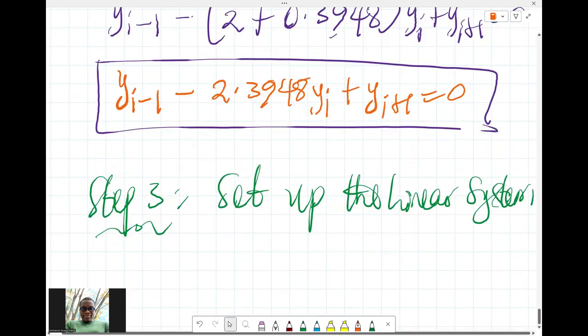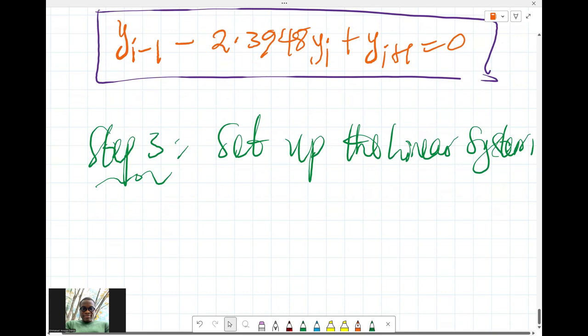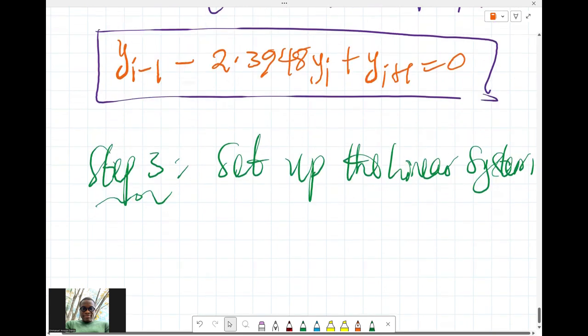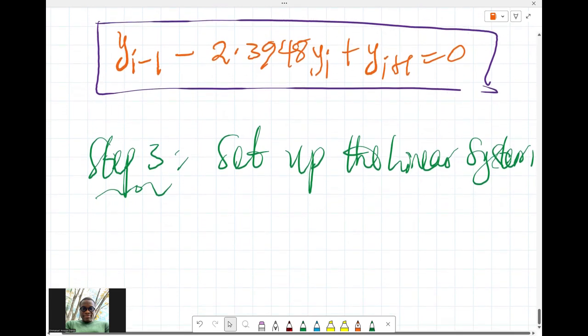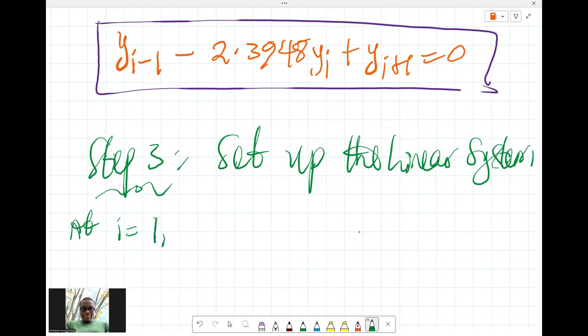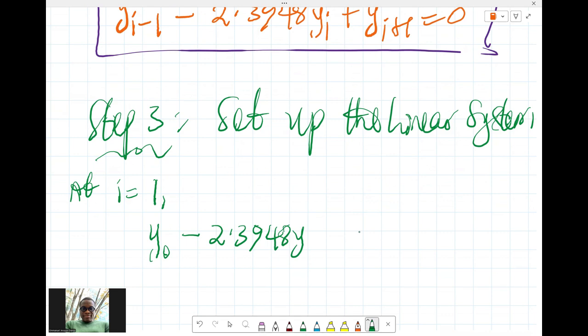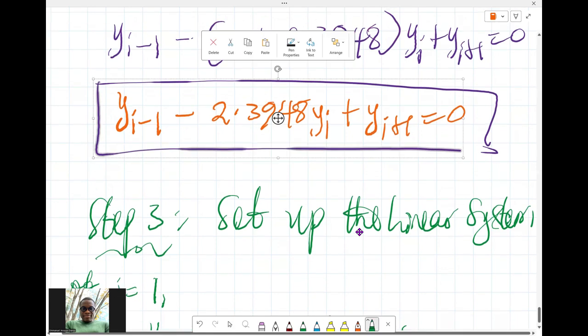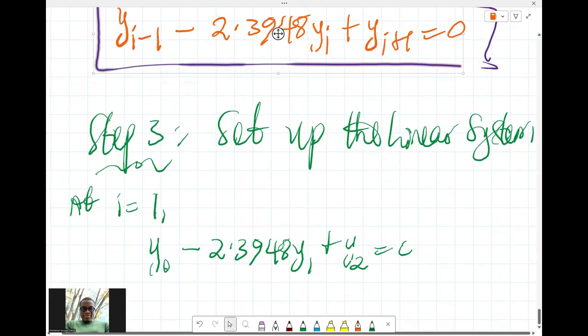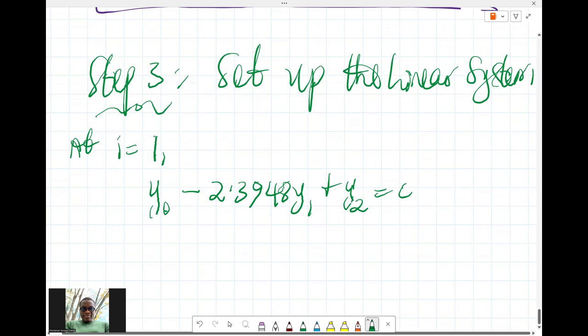So when we take I to be equal to 0, okay? I mean, if I is 1, yeah? So at I equals 1, what happens? It means you're going to have y0 minus 2.3948 y1 plus y2 equals 0. That's just put 1 minus 1 is 0, 1 plus 1 is 2. So we have this system in this case.